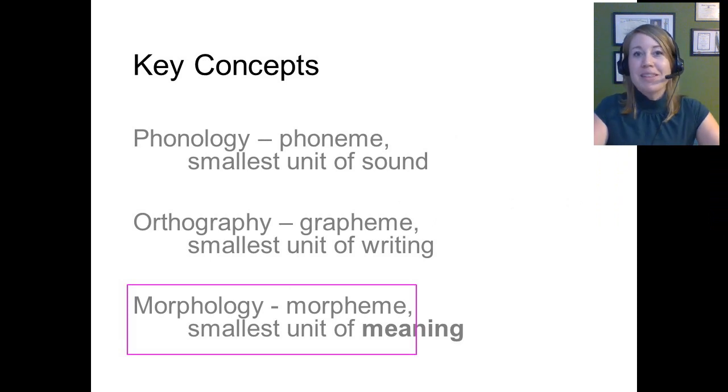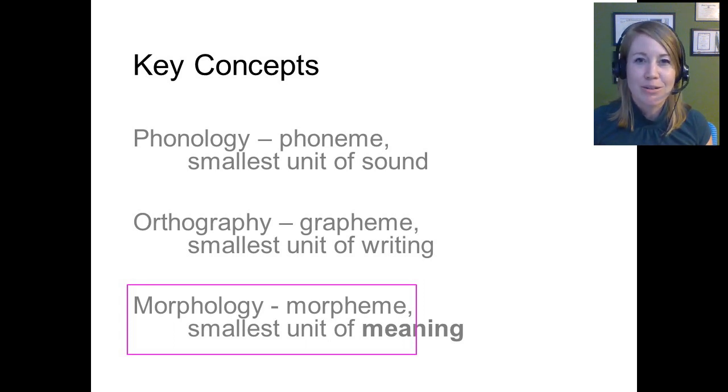So at this point in the semester, we've gone over phonology and we've learned about the word phoneme. The definition of a phoneme is the smallest unit of sound. There were 8 sounds in the word reimagine. We need to produce 8 tiny units of sound to produce orally the word reimagine. With orthography, we went over graphemes. And graphemes are the smallest unit of writing. We had to use 8 graphemes to spell the word reimagine.